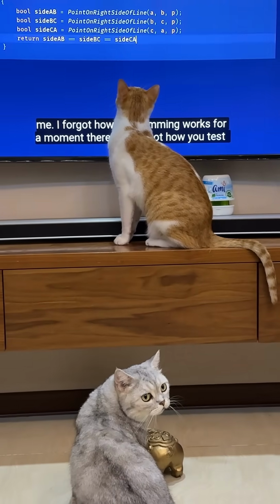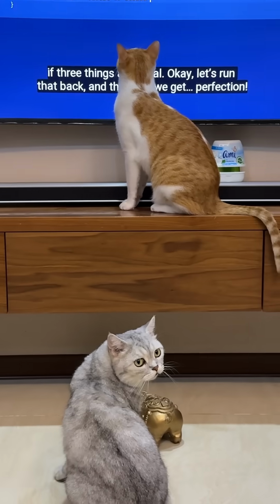I messed up the maths. Actually, it was the code that got me. I forgot how programming works for a moment there. That is not how you test if three things are equal.